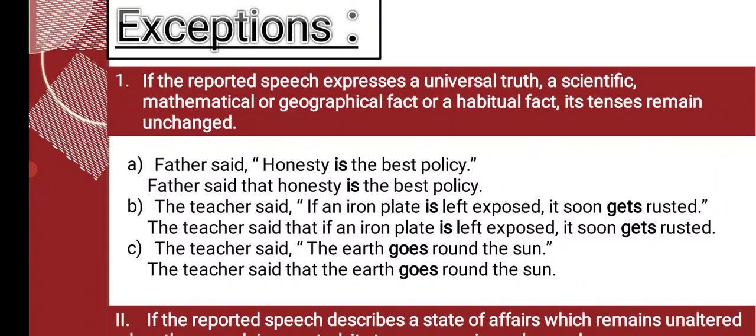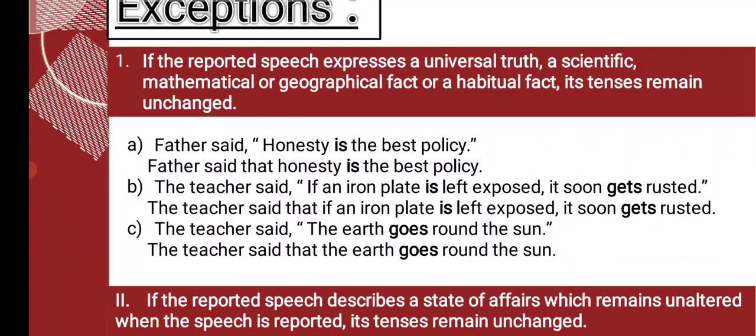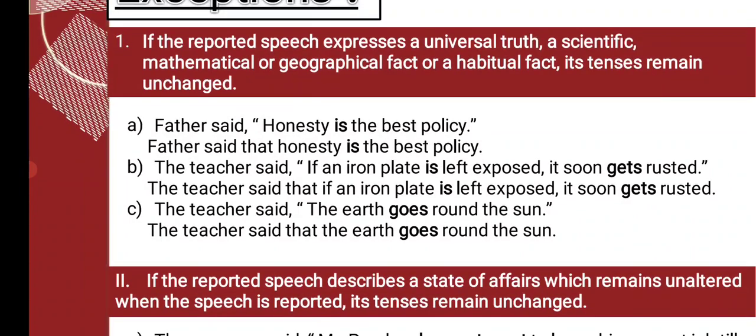If there is a universal truth, for example, the earth revolves around the sun, the water boils at 100 degrees Celsius, or if it is a habitual action, for example, they are never going to change, or if it is a scientific, mathematic, or geographical fact, then there will be no changes in the tense. For example, honesty is the best policy. Father said that honesty is the best policy, there will be no changes in the tense. Why? Because it is a universal truth.